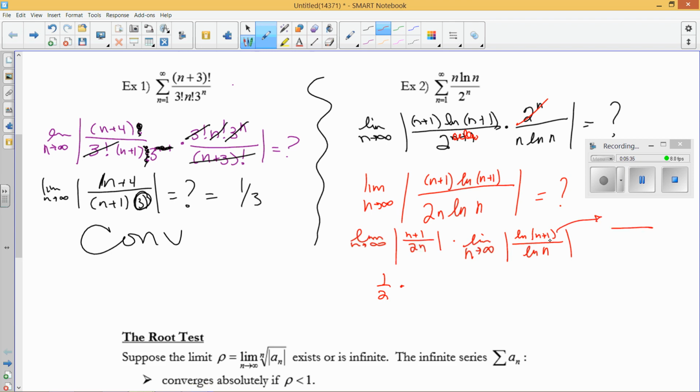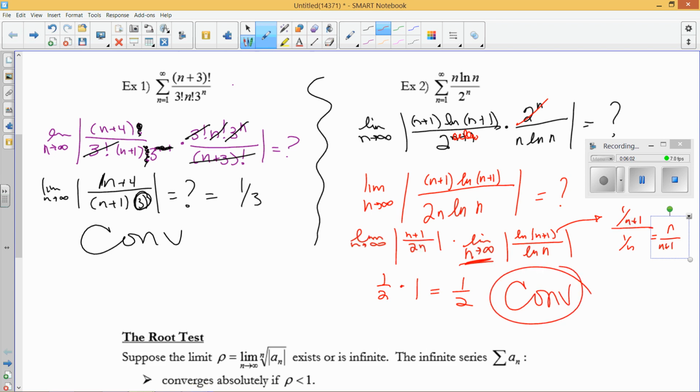The derivative of the top would be 1 over n plus 1. The derivative of the bottom would be 1 over n. If I flip it, this is like n over n plus 1. And as n goes to infinity, I get 1. So 1/2 times 1 is 1/2. 1/2 is less than 1, so ta-da, this guy converges too. Fantastic.